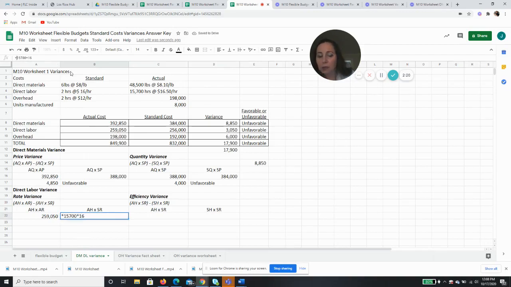So we actually used 15,700 hours times our standard rate of $16, which gives a standard of $251,200. Okay. So that means take the number on the left, subtract the number on the right. That means we have a rate variance of $7,850. And because the number on the left is bigger, that is unfavorable.